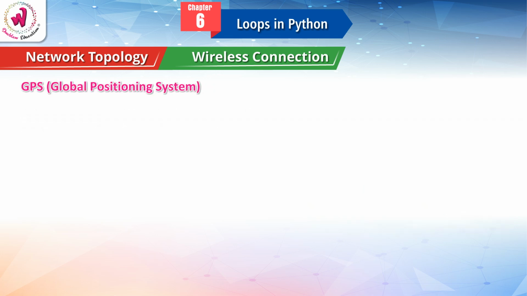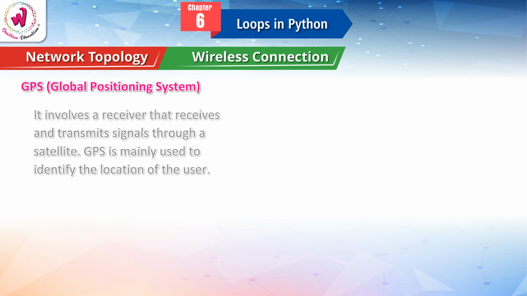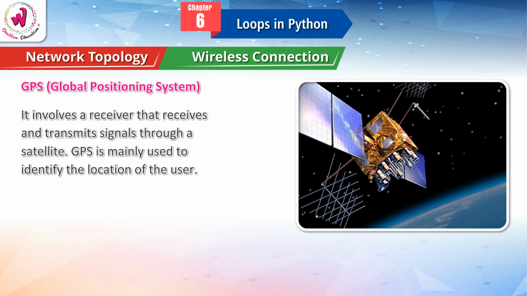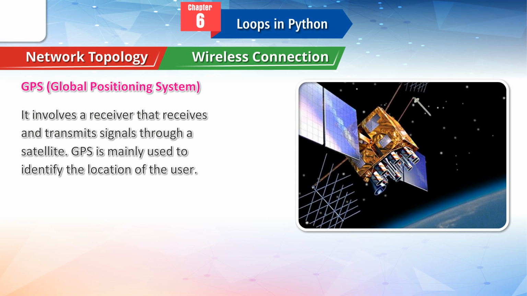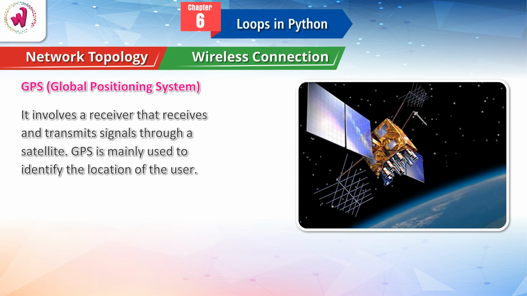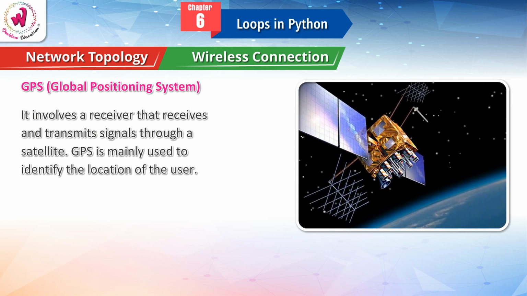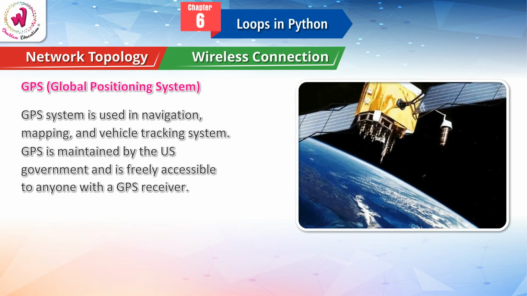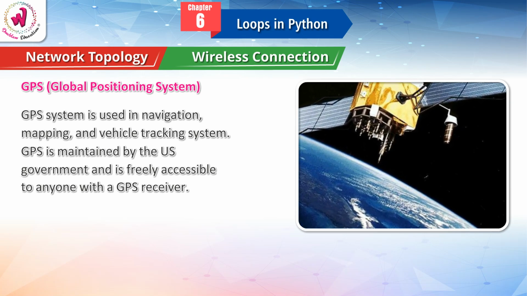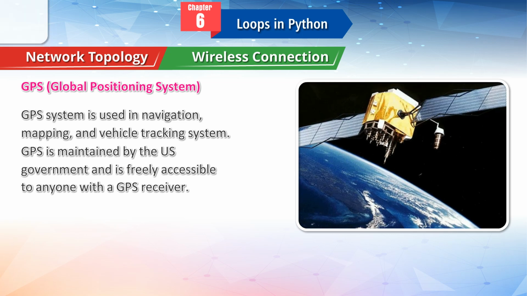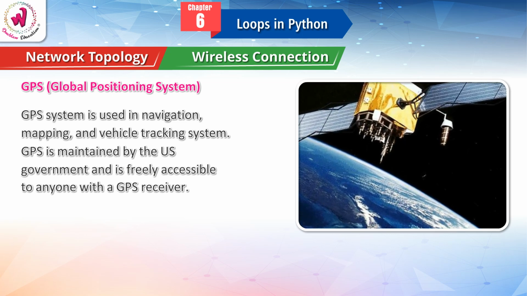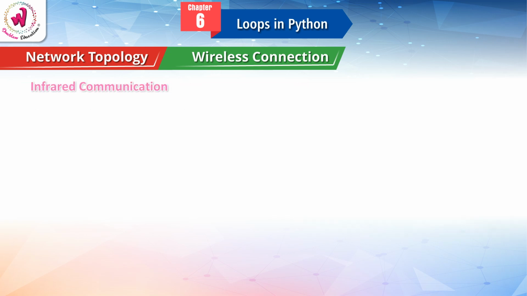GPS, Global Positioning System. It involves a receiver that receives and transmits signals through a satellite. GPS is mainly used to identify the location of the user. GPS system is used in navigation, mapping, and vehicle tracking system. GPS is maintained by the US government and is freely accessible to anyone with a GPS receiver.